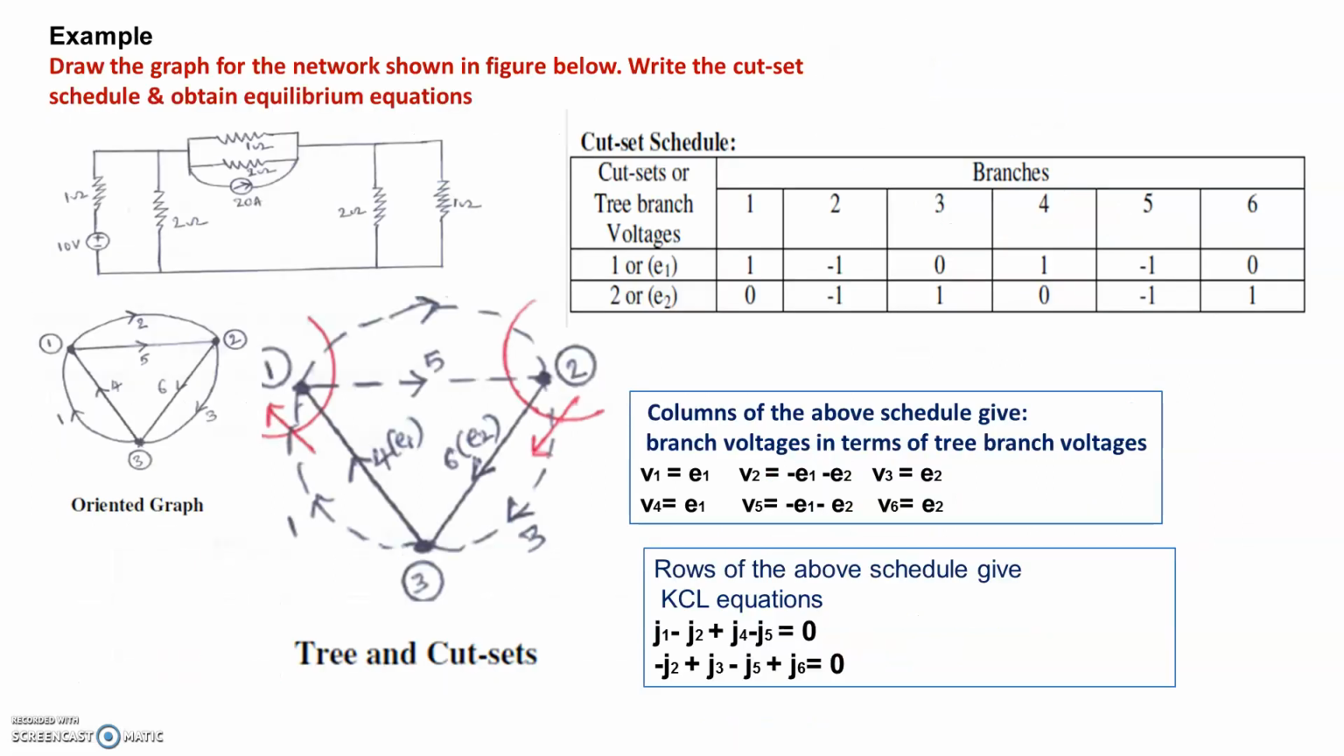Now I will show one more example. And what is the example? Draw the graph for the network shown below, write the cut-set schedule, and obtain equilibrium equations. Normally this will not be there in the examination. So your answers will be restricted to writing the cut-set matrix, the cut-set schedule. Restrict yourself to that.